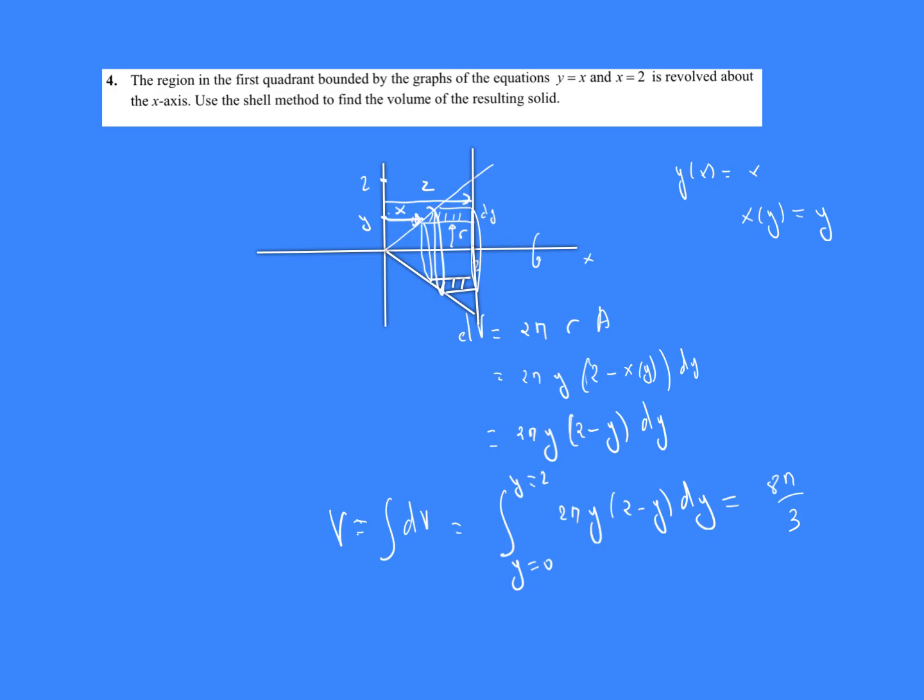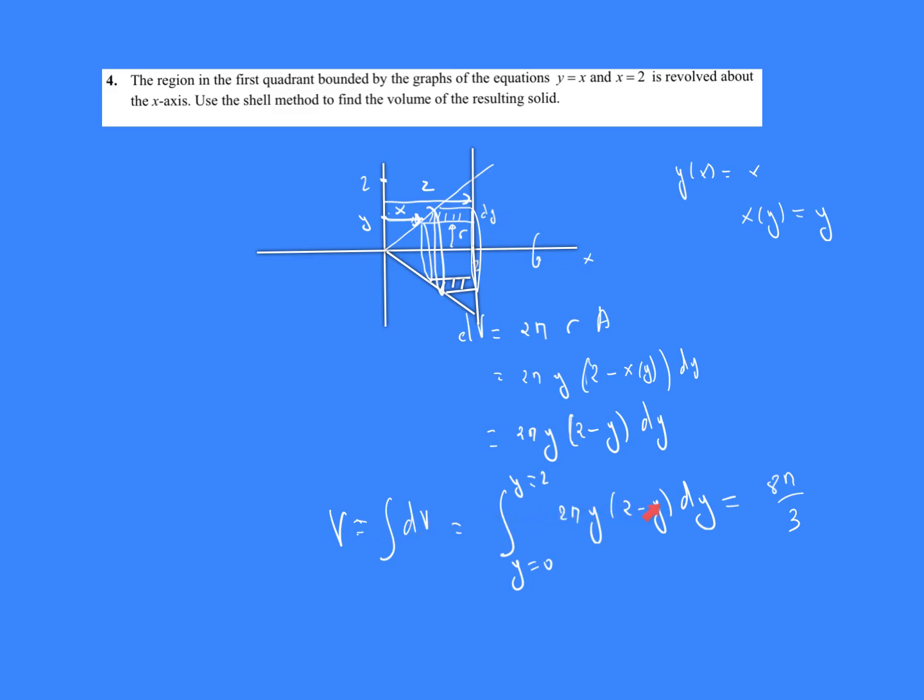The radius has to be positive. Sorry, not this x, the radius is here, it's the y. The y has to be positive. So the small volume will be 2 pi by the radius y by the size of the door. The size of the door is this length, 2 minus x of y, by d dy. 2 minus x of y is 2 minus y, because x of y is y. So 2 minus x of y is 2 minus y, d dy.